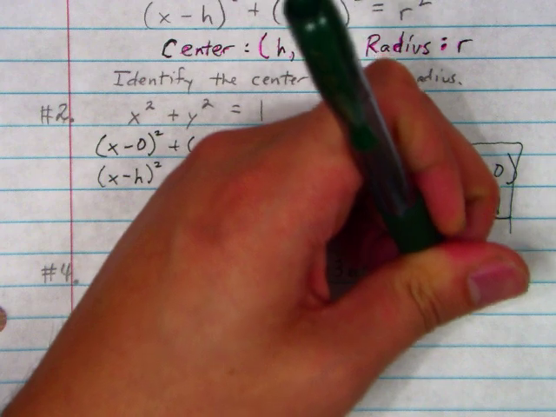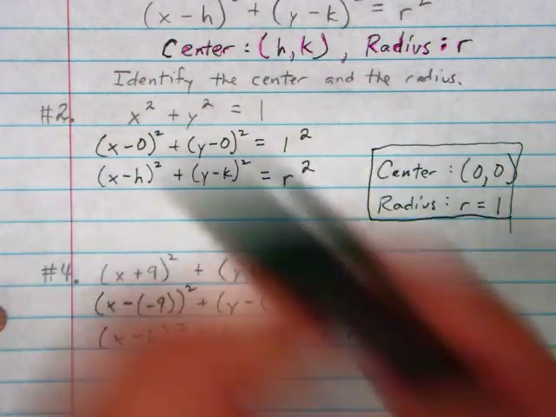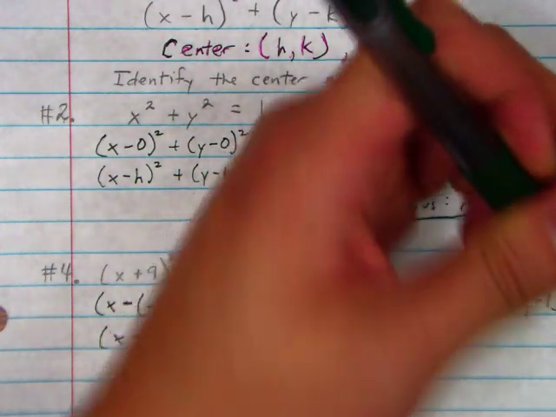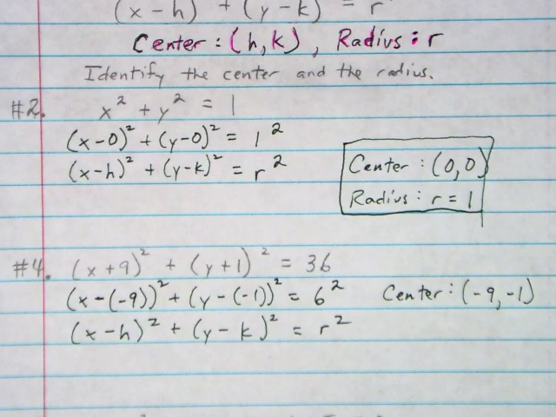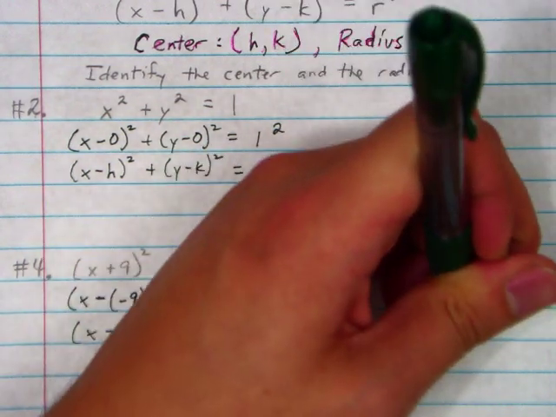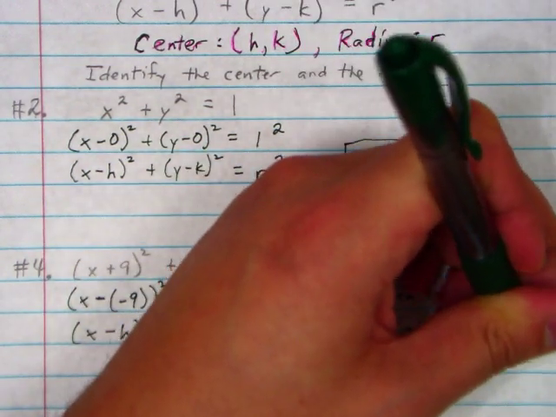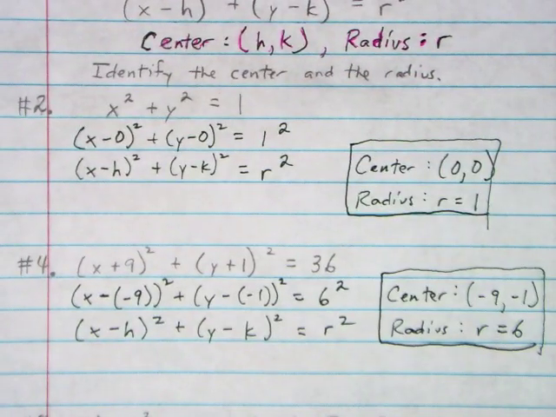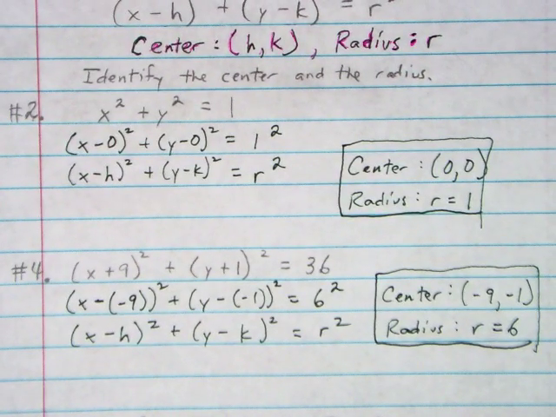So my center in this problem would be (negative 9, negative 1), and my radius would be 6. We'll talk a little bit more about converting into standard form in more tougher situations in the next lecture.